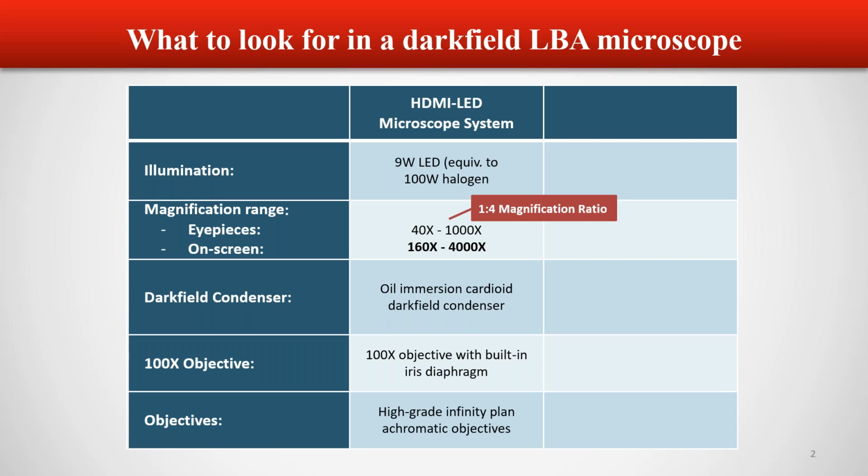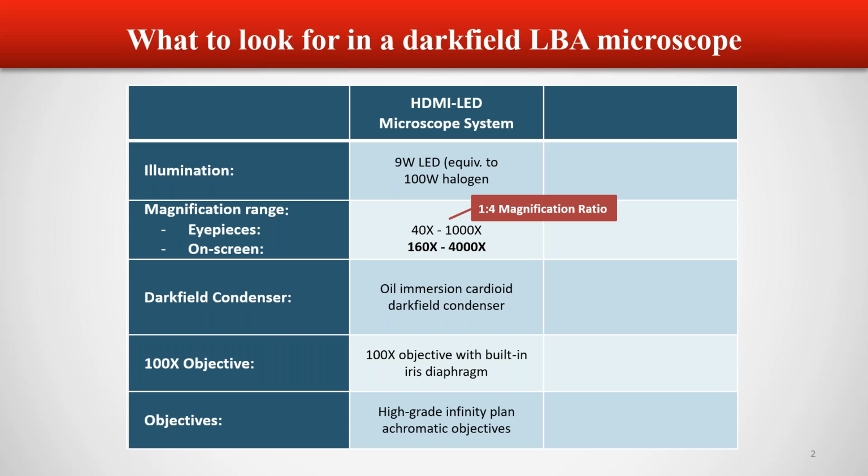Thank you. Right, and then lastly, just the objectives. It is also very important just to look at that. We use high-grade infinity plan achromatic objectives. So this is a bit of terminology with objectives. We have different types of objectives. You get a standard plan objective, and the plan achromatic objectives actually create a flat field of view. So the majority of the field of view that you're able to see through the eyepieces will be in focus.